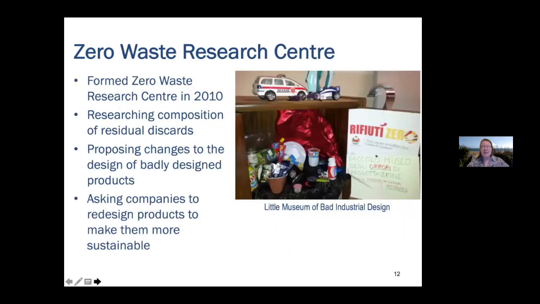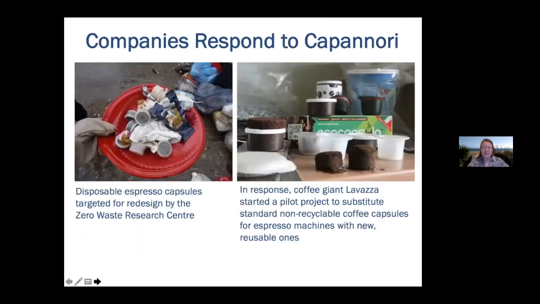Through Rossano's leadership, Zero Waste Italy and the city of Capannori have developed a zero waste research center, specifically to look at what's left over in the trash and figure out how to design it out of the system. And then asking for changes, both of their residents in the community and companies that have the waste. So for example, this is a picture of the little coffee capsules that they had left over.